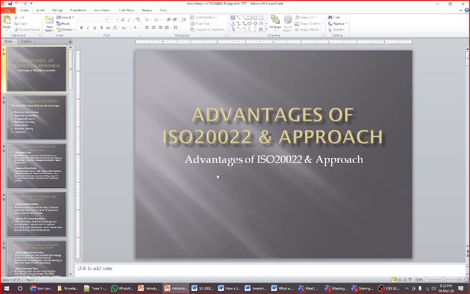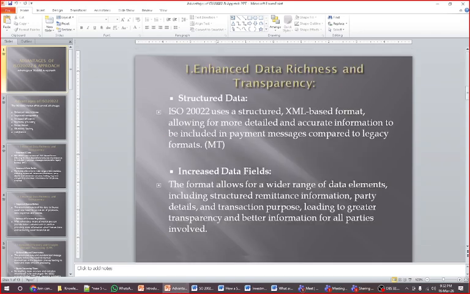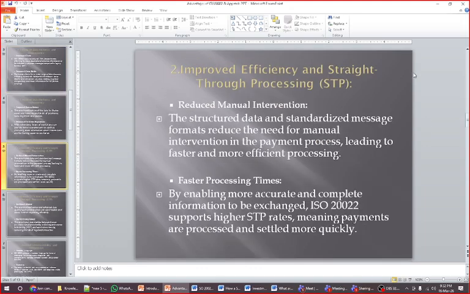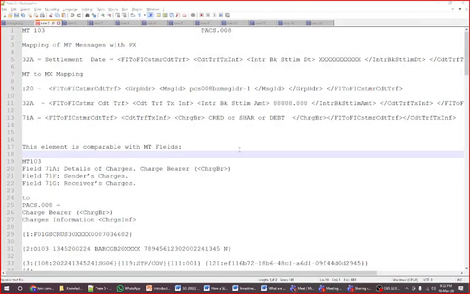I am going to walk you through this also. Already we discussed ISO 20022 and its advantages. All this stuff we have already discussed. This is a more granular way of discussion.